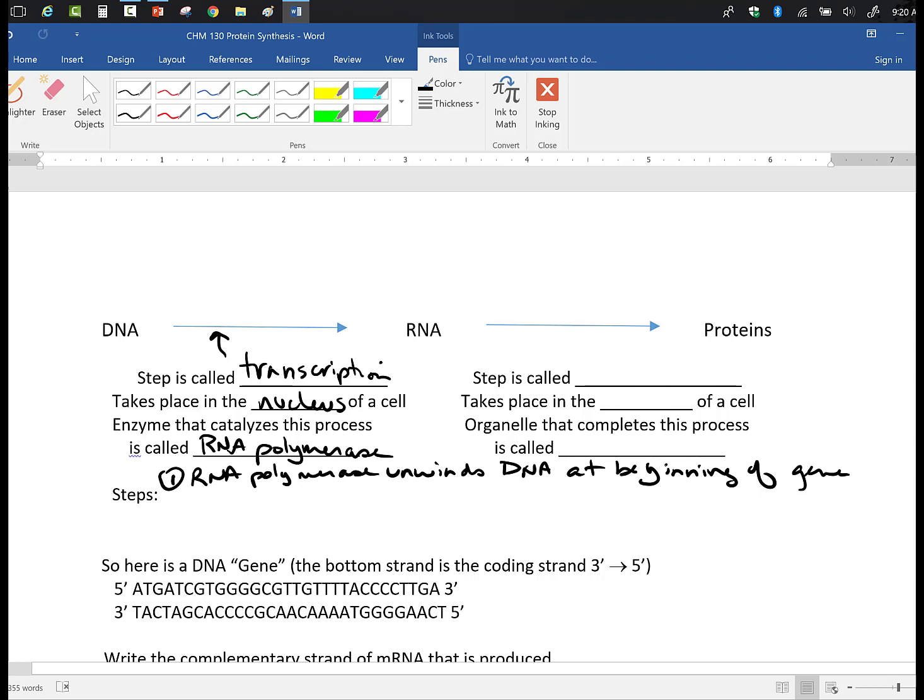It uses one of the strands. It doesn't use both. So that DNA, remember, is the double-stranded helix, and it's wound up around those histones. So what this enzyme can do is it unwinds and it pulls the two strands apart. This enzyme then uses one strand of the DNA as a pattern to make a complementary strand of RNA.